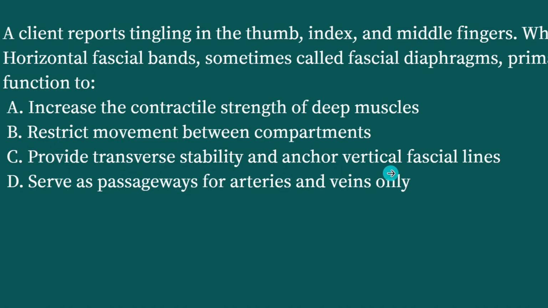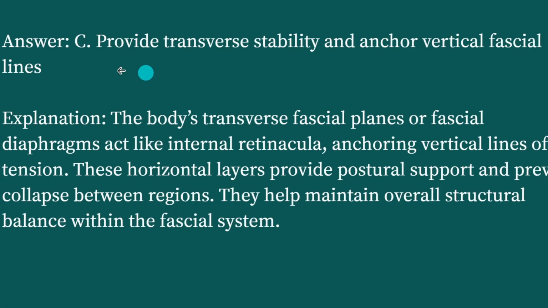C, provide transverse stability and anchor vertical fascial lines. Ooh, I like that one. Provide transverse stability. Yes. They stabilize our bodies like the cables going crossways, and they anchor vertical fascial lines. So that's true too. They're holding those vertical meridians in place. And D, serve as passageways for arteries and veins only. So I think B is a little too vague. I like C the best. So I'm going to go with that because that is very true. So yes, that's what was chosen.